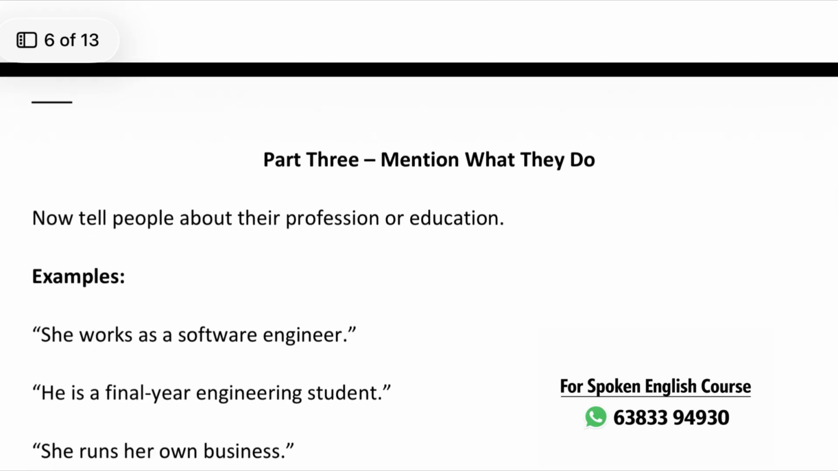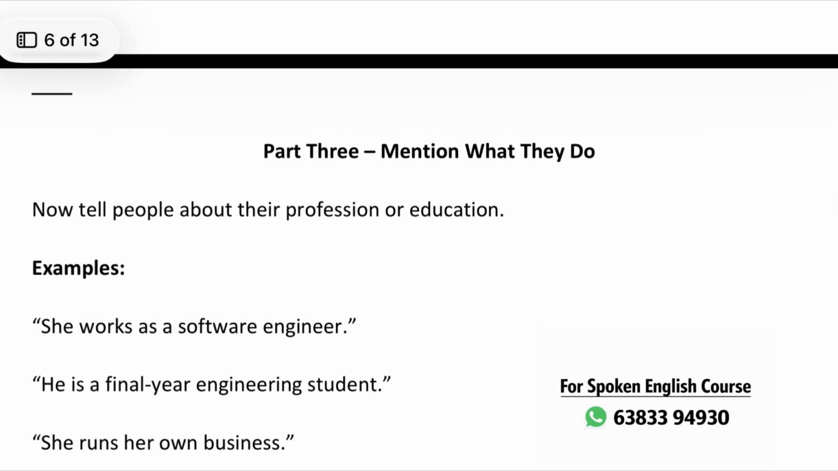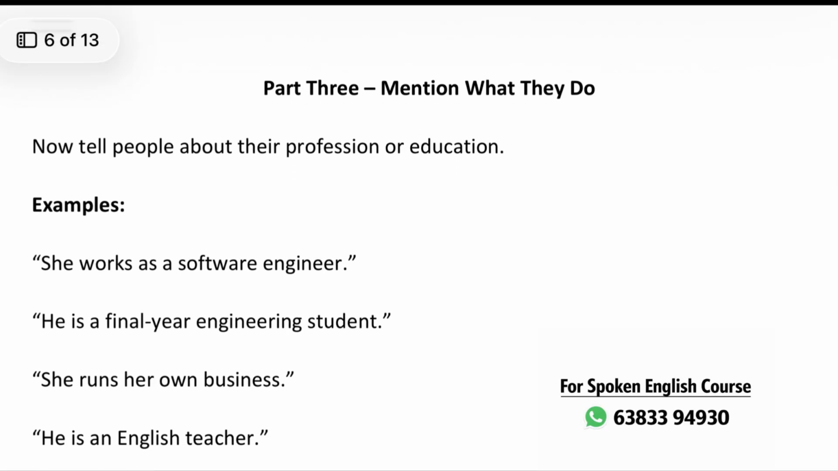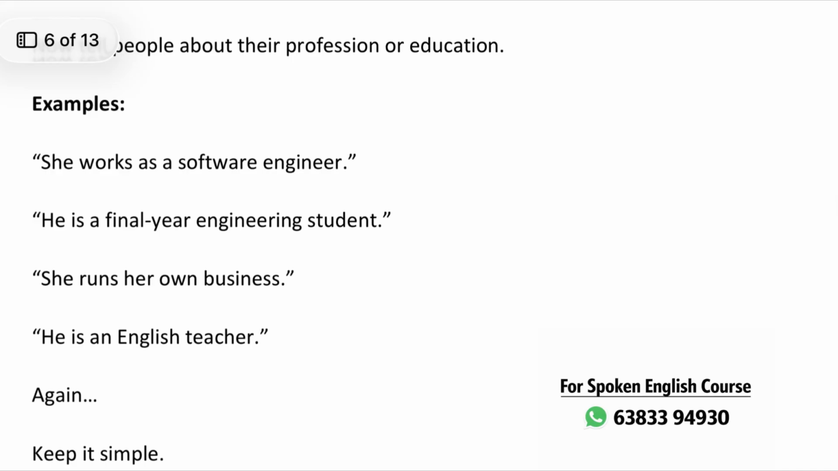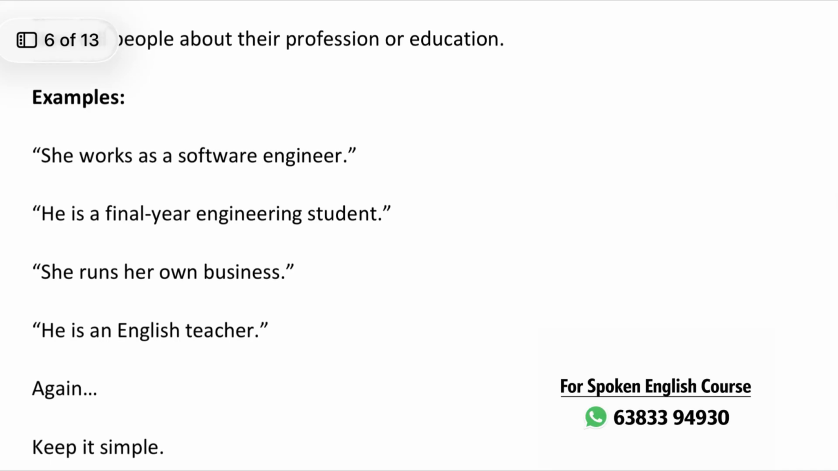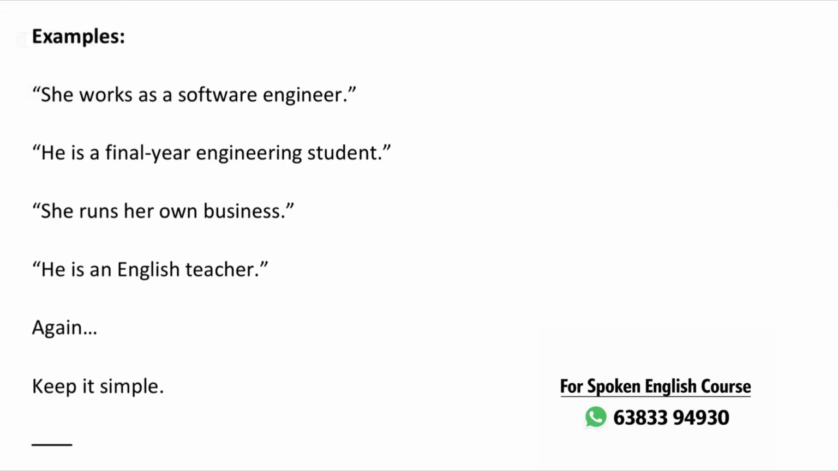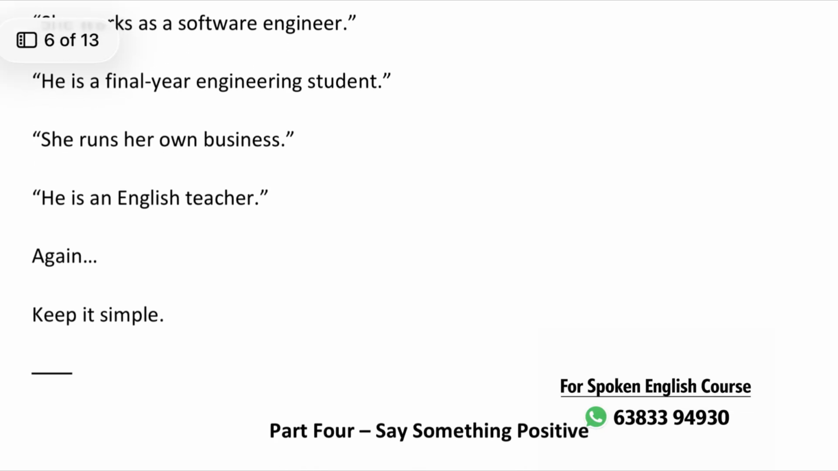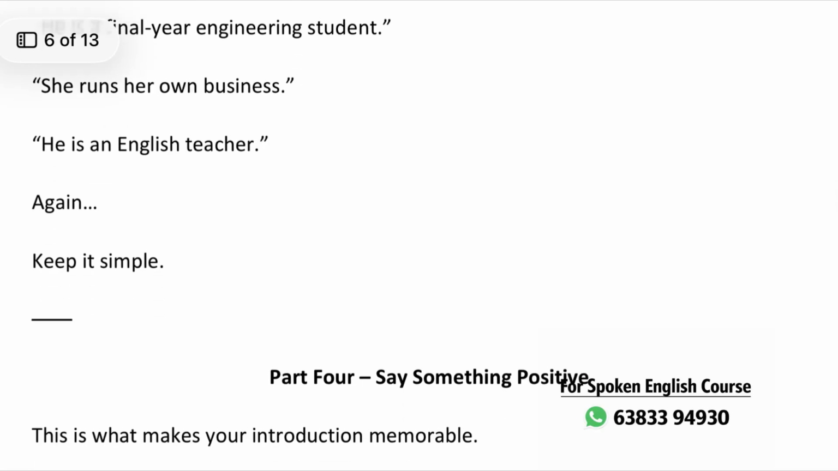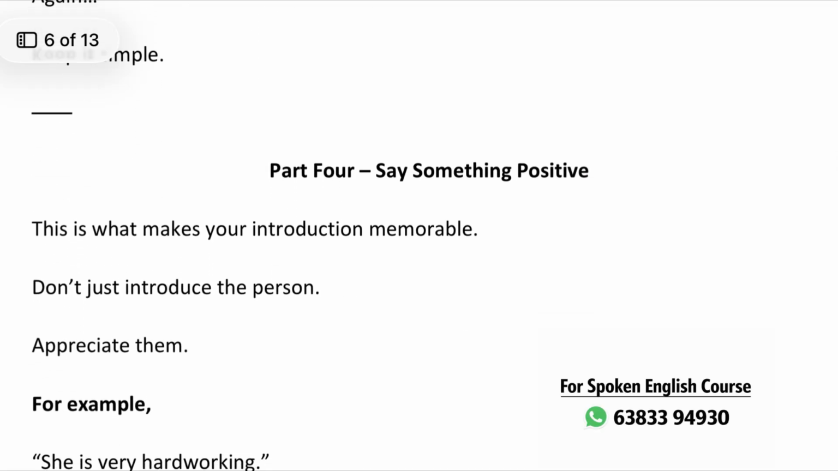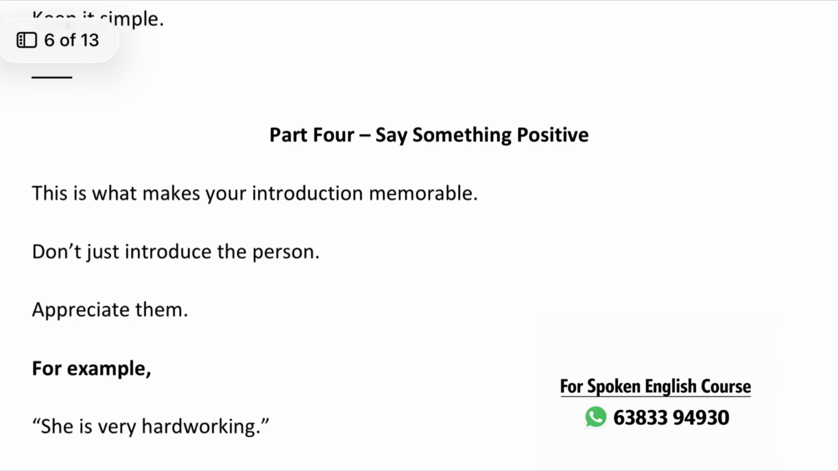Part 3. Mention what they do. Now tell people about their profession or education. Examples: she works as a software engineer. He is a final year engineering student. She runs her own business. He is an English teacher. Again, keep it simple.